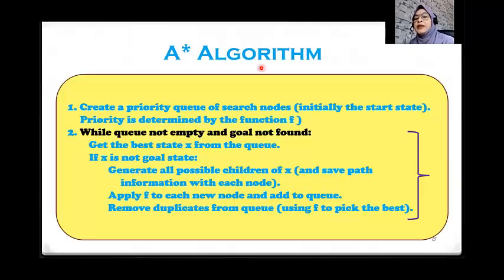So this is the A-star algorithm. First, we create a priority queue of search nodes. Initially, the start state, with priority determined by the function f. While the queue is not empty and the goal is not found, get the best state x from the queue. If x is not a goal state, generate all the possible children of x and save path information with each node. Apply f to each new node and add it to the queue. Remove duplicates from the queue, using f to pick the best. It will become clearer when we go through the example later.